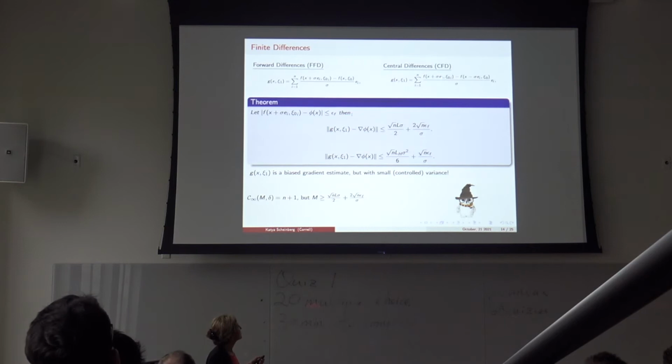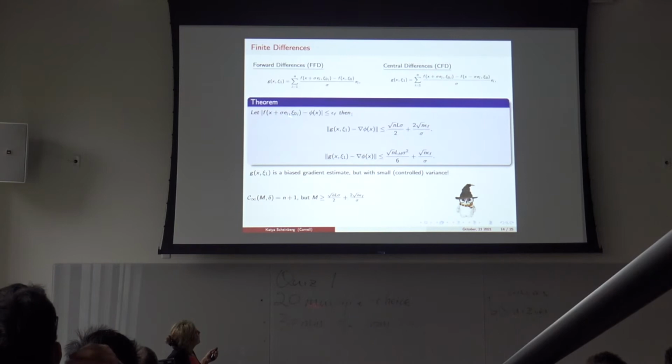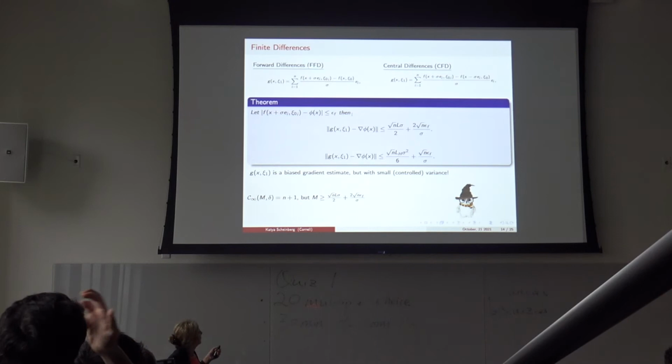So central finite differences is better, but I will mostly focus on forward finite differences. Precisely, central finite differences are not necessarily that much better in our case. So the situation is like this. This is essentially how noisy my approximation is. This is the zeroth order oracle here, right?